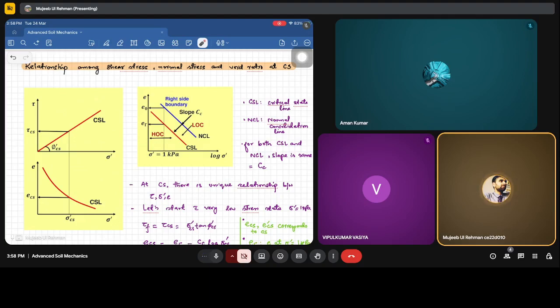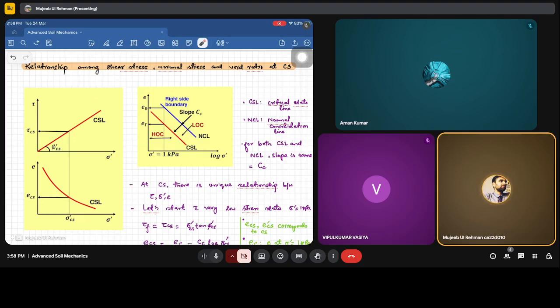The slope of this NCL, the normal consolidation line, is Cc, and it's parallel to the CSL. So for both CSL and NCL, the slope is the same, Cc. Correct.